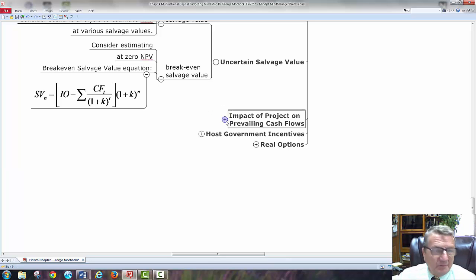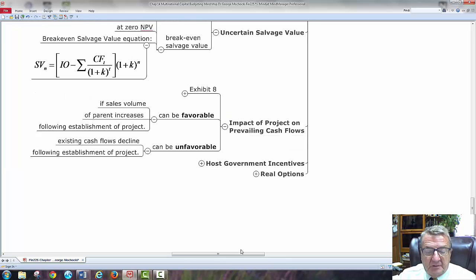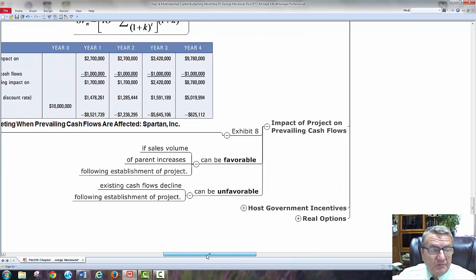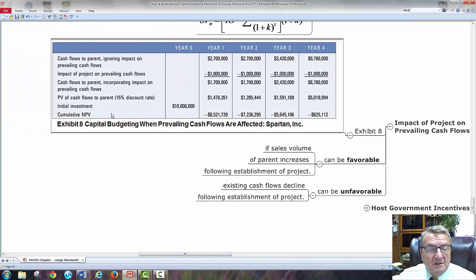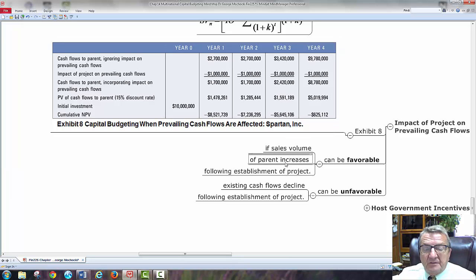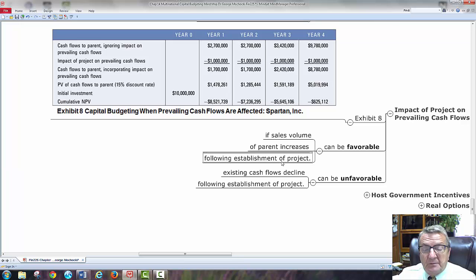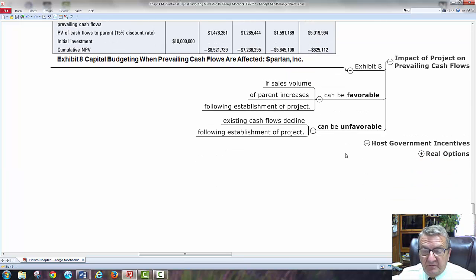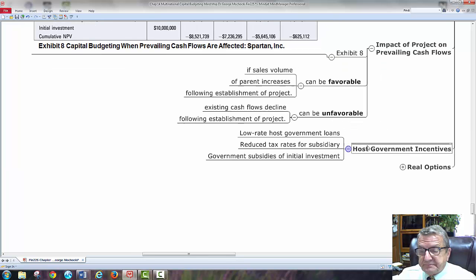But anyway, my whole point, I got off track here, is look at the book. It has the example and walks it step by step. If nothing else, Xerox copy it and make it larger so you can see it. Next, the impact of the project on prevailing cash flows. Again, you've got the information. It's just carrying through the whole project for Spartan, the prevailing cash flow for Spartan. So now you've seen one project and you're walking it through. If sales volume increases following the establishment of the project, that's favorable. If the existing cash flow declines following establishment of the project, that will be unfavorable.